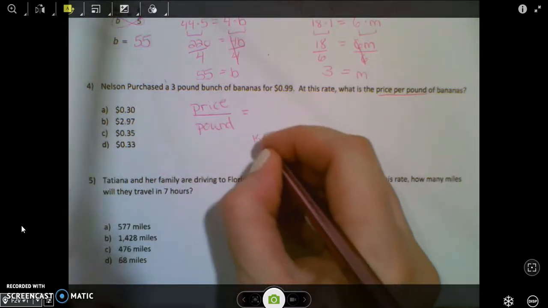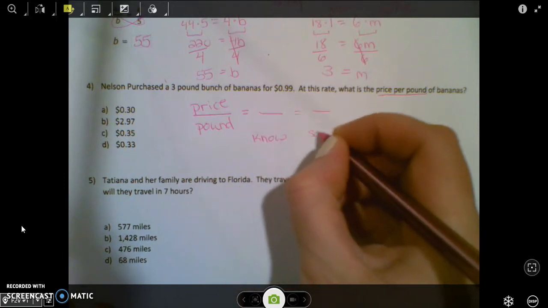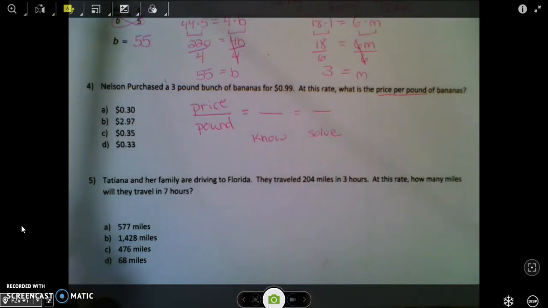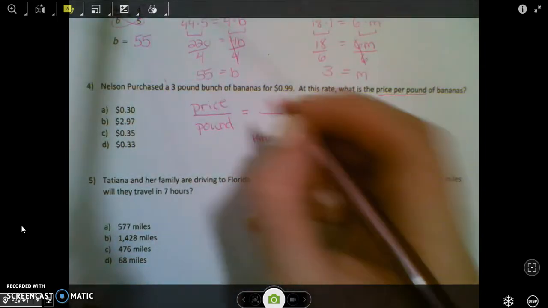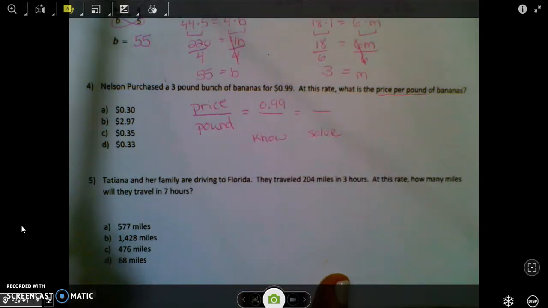I set up what I know and what I'm solving for. Okay, so what I know is that he paid 99 cents. Now be careful. When you write this, it's not 99. You have to put 0.99. It's not 90. Otherwise, it's 99 wholes as opposed to 99 hundredths, and it'll totally throw off your answer if you don't write it with that decimal. And that price was for 3 pounds.